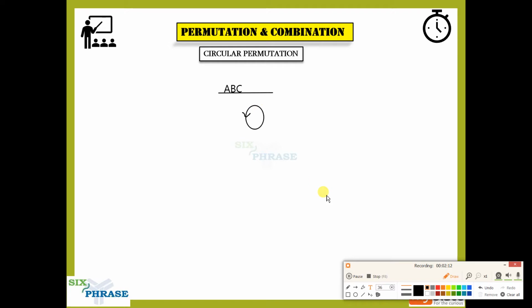For example, if I want to do this ABC arrangement in the anti-clockwise direction, what I'll do is take the A here. Now I'll take the B and put it over here. Now I'll take the C and put it over here. So you can see ABC here in the anti-clockwise direction. I've done ABC. This is how you arrange it in a circle.